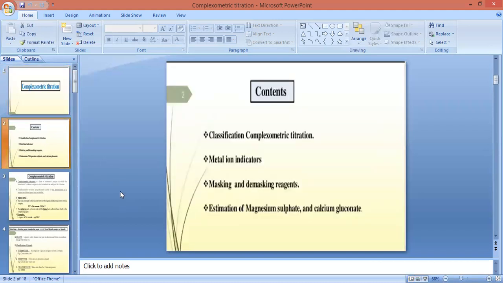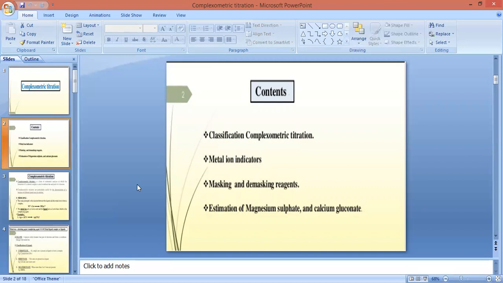Next is the contents to be covered in this chapter. The first content is the classification of complexometric titration, followed by metal ion indicators. That is, what are the indicators preferred in complexometric type of titration. Next is the masking and demasking agent.